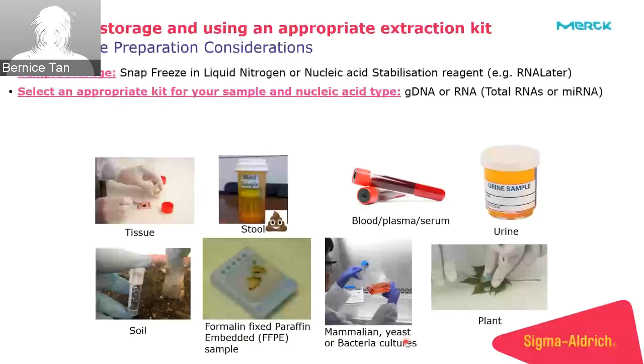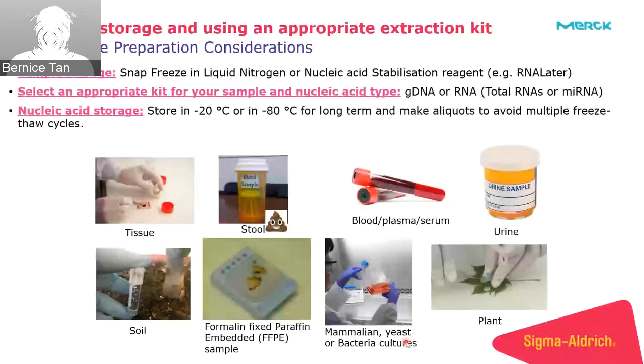Once you extract your DNA and RNA, make sure you store them properly as well. You want to store them at -20 or at -80 for long-term storage. My recommendation is to make aliquots to avoid multiple freeze-thaw cycles. Try not to freeze-thaw them more than 3 times, because freeze-thaw cycles can cause your nucleic acid to degrade.